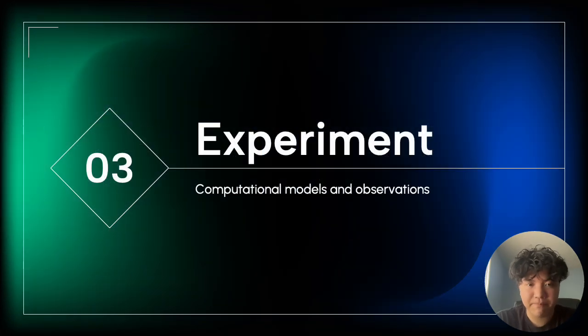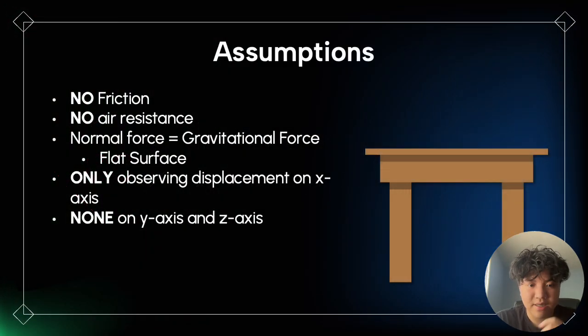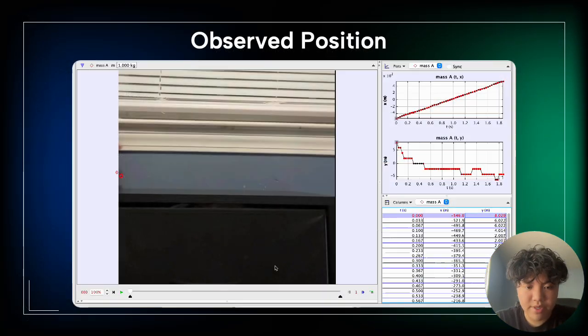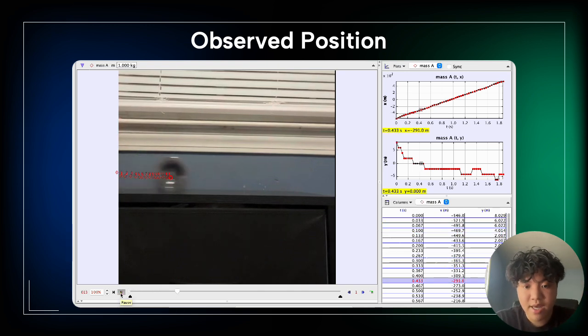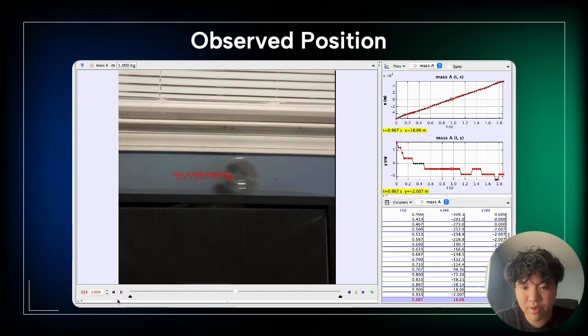So, experiment time. I'm going to assume that there's no friction, no air resistance. The normal force balances the gravitational force on the flat surface, and we're only observing displacement in the x-axis and nothing on the y-axis and z-axis. So, we're going to be observing my bottle going on a flat black surface in a constant velocity motion, and on the side here, it's going to be recorded on a graph going on an upward slope, and the values determined by my keyframes.